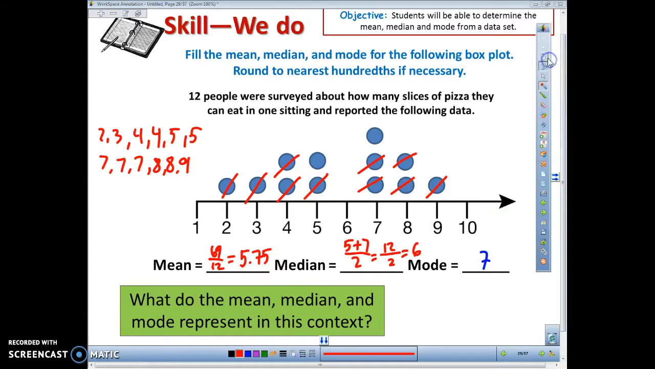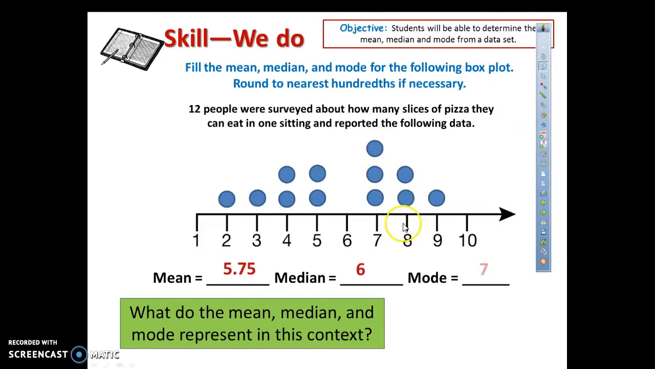So I have all of these values. And again, we want to connect this to context. What do these values represent in context? Well, we're talking about 12 people who were surveyed about how many slices of pizza they can eat in one sitting. So the average amount of slices people can eat is 5.75 slices. I hope these are small slices. The median amount of slices is 6, so that's the middle value, and the most frequent amount of pizza slices people eat is 7. Isn't this kind of convenient for Pi Day?